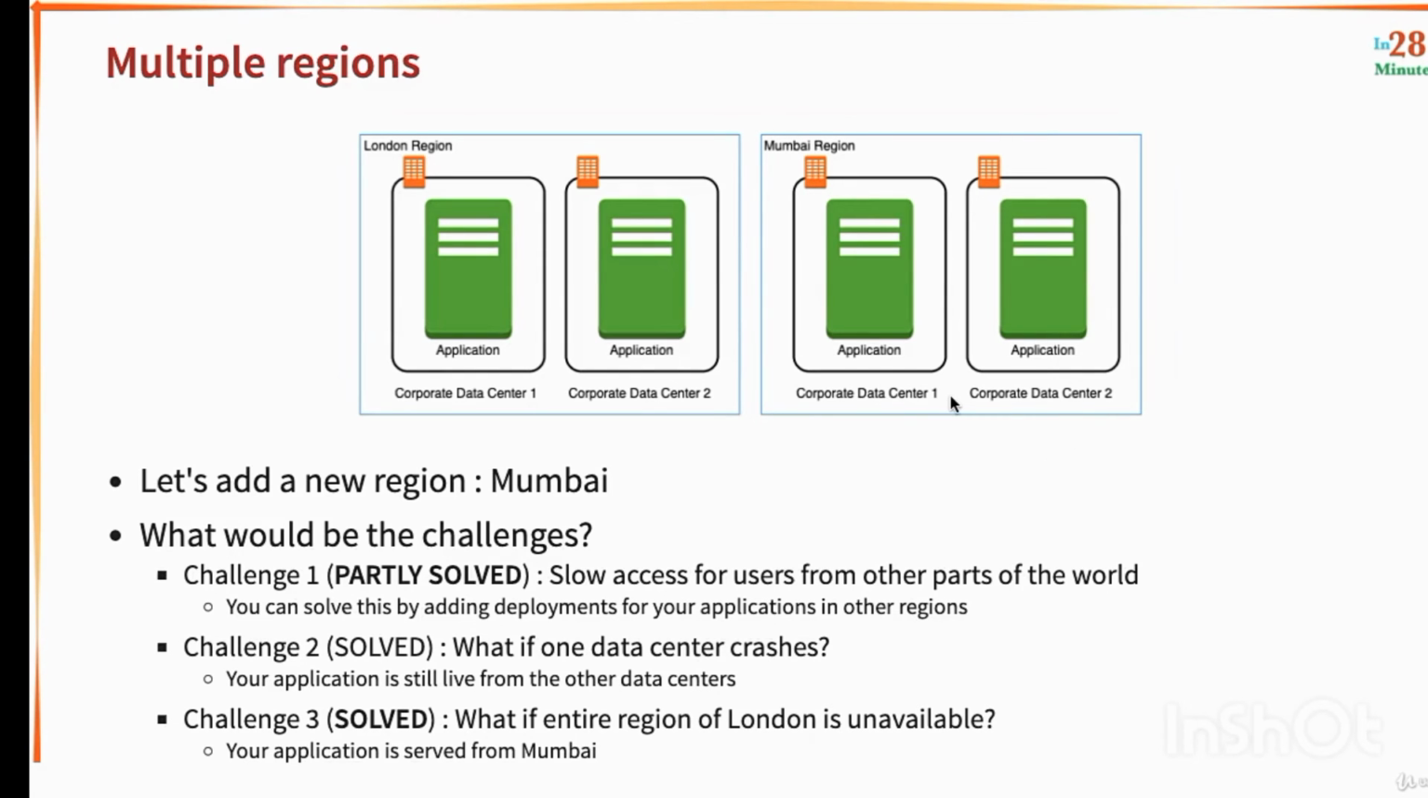Now, we understood the reason why we need regions and zones. We would want to deploy our application across multiple regions because we would want high availability and low latency for our users. Now, think about this. You want to set up data centers in multiple regions around the world. Is that easy? The answer obviously is no.